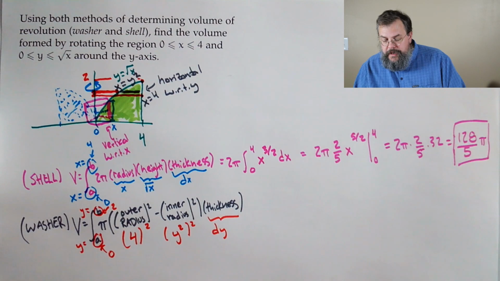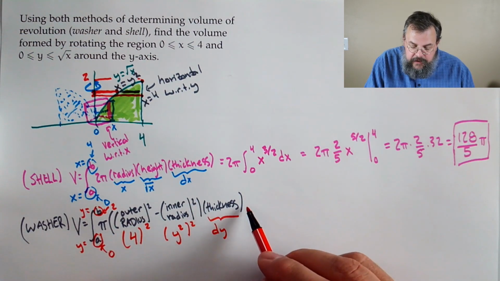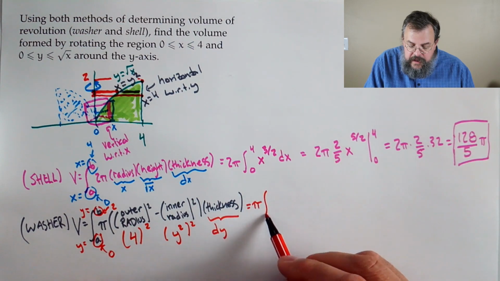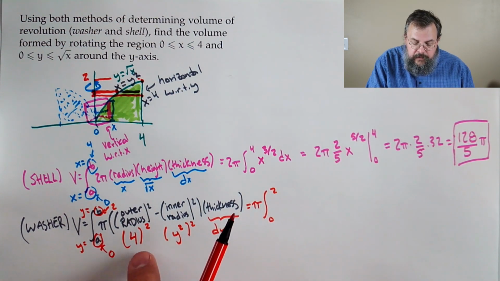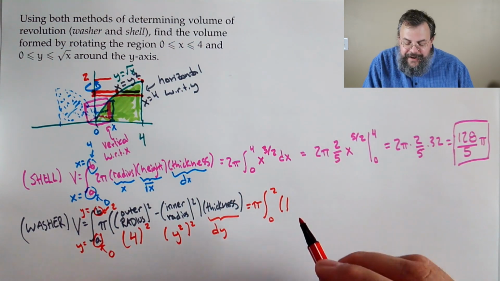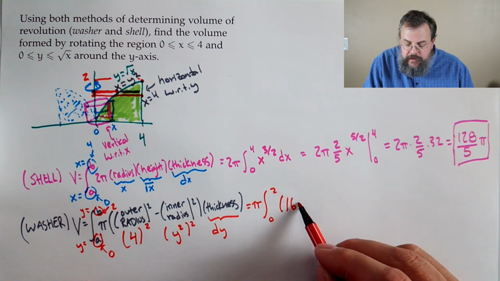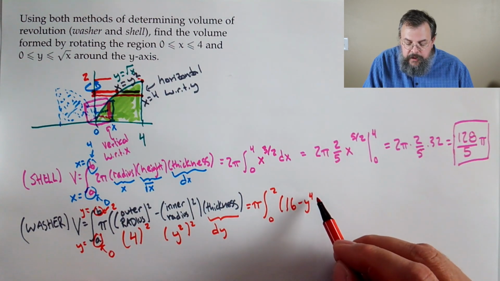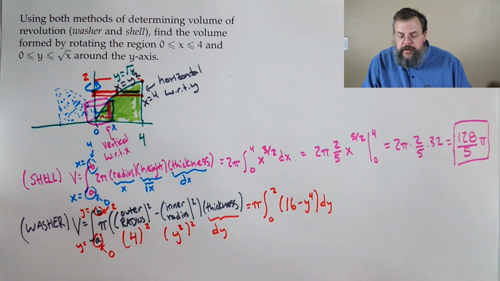Okay, so let's see what we have. We have a pi, we can pull that out. Integral 0 up to 2, those are our bounds. 4 squared is 16. y squared squared is y to the 4th. And then our thickness, dy. Good, there we go. That's the integral.